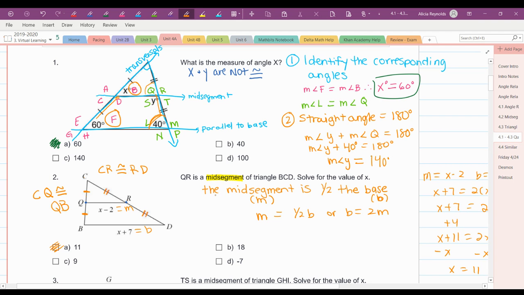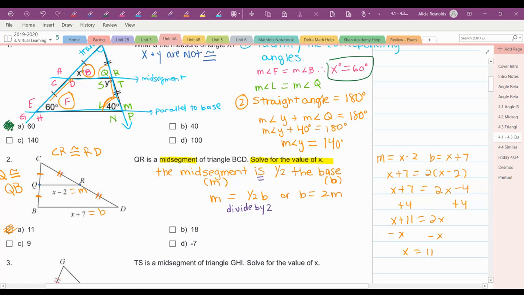So because of that, the mid-segment is 1/2 of the base. So there's two different equations we can use to solve for x, because that's what we're trying to do. We're trying to solve for the value of x. So we can either interpret this as the mid-segment equals 1/2 the base, so I multiply by 1/2, or think I'm dividing the base by 2. Or I can think that the base is equal to 2 times the mid-segment.